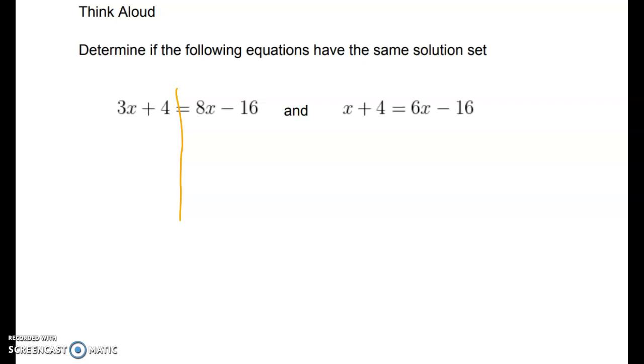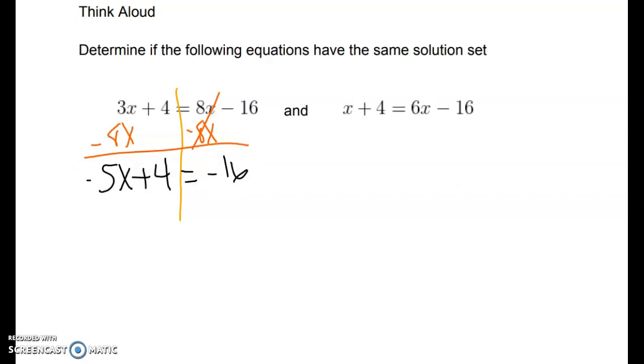I want to move my 8x over, so I need to take the inverse operation of it, and the inverse operation of a positive 8 is a negative 8. What I do to one side, I have to do to the other side. We'll eliminate on this side, and now I'm left with negative 5x plus 4 is equal to negative 16. I now want to move my constants over, and my constant is this positive 4.